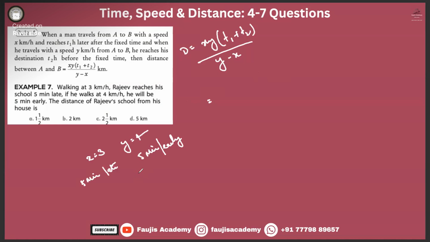We are not bothered about all these early and late, because we are using the formula. So xy, that means 3 into 4, t1 plus t2, 5 minutes early, 5 minutes late, that means 10 minutes. In terms of hours, 10 by 60, divided by y minus x. The value of y minus x itself is 1. This got cancelled by 2 times, 20 times. 2 kilometers is your distance over here.